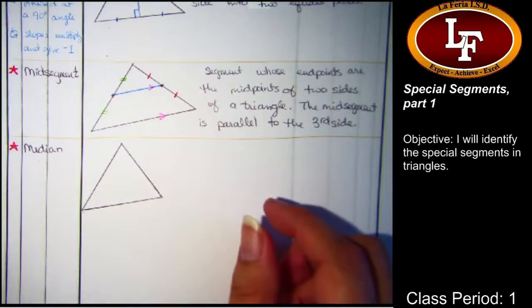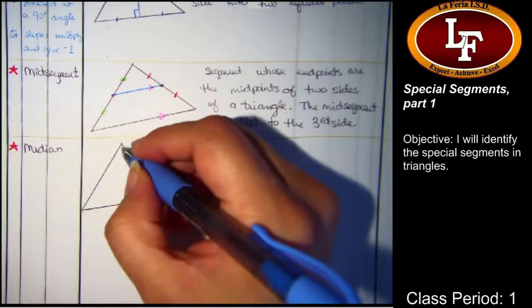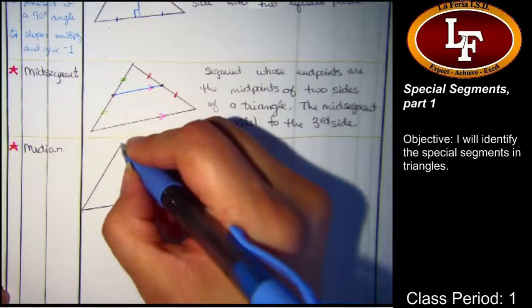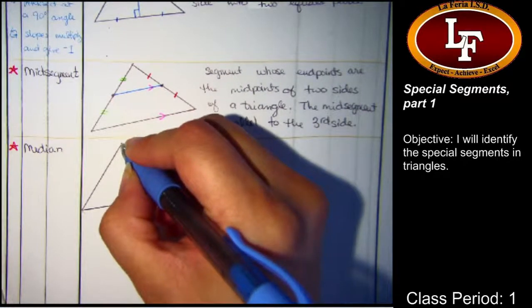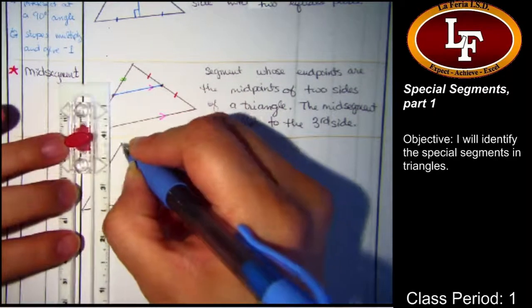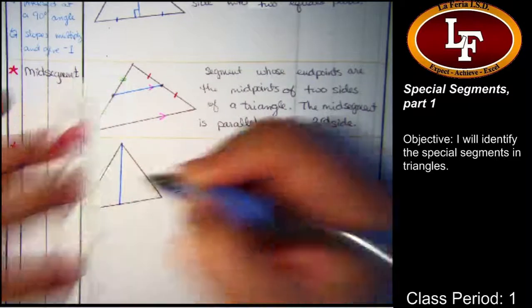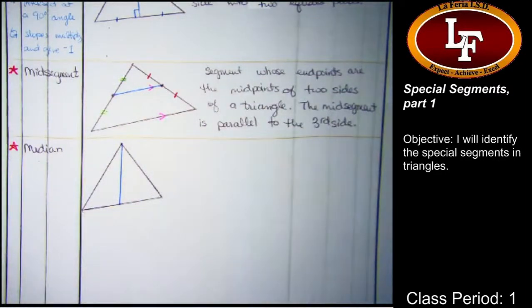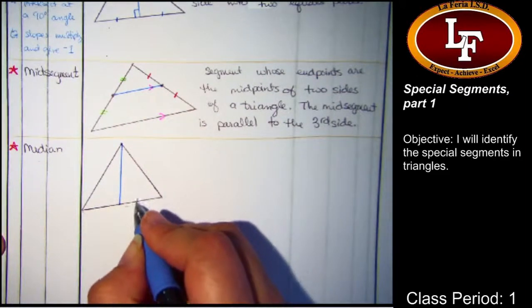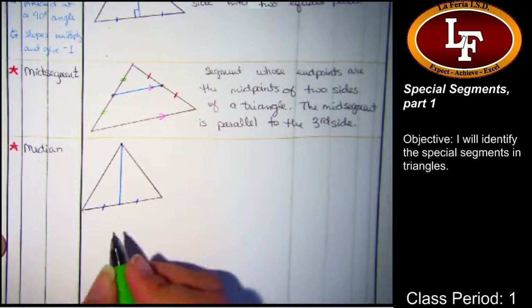In this one, it starts at one of the vertexes. It doesn't matter which one, it just starts at a vertex, and it's going to go to the opposite side, and it doesn't matter what angle it hits at, but what's important is that it hits at the midpoint. I don't care what the angle is.